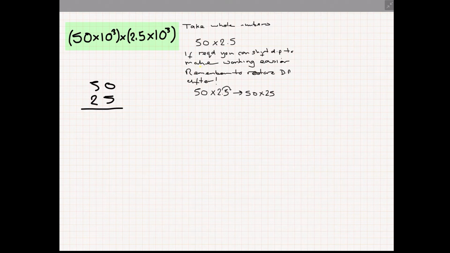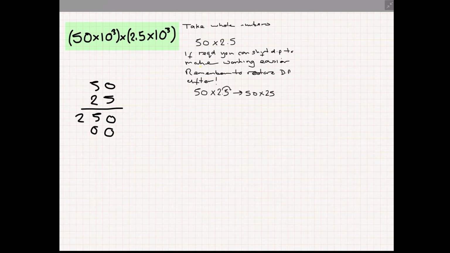two values. Sometimes it's easier to move the decimal point to eliminate any fractional values. We could move the decimal point one place to the right to make 2.5 25. The thing to remember is that we must restore the decimal point after the process. So let's multiply our values.